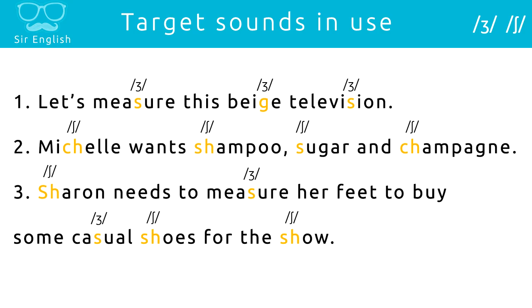Okay, sentence 2, we're focusing on sh. Remember the unvoiced sound. Michelle wants shampoo, sugar, and champagne. Right, and the last one is a mix of the two sounds. Repeat after me. Sharon needs to measure her feet to buy some casual shoes for the show.